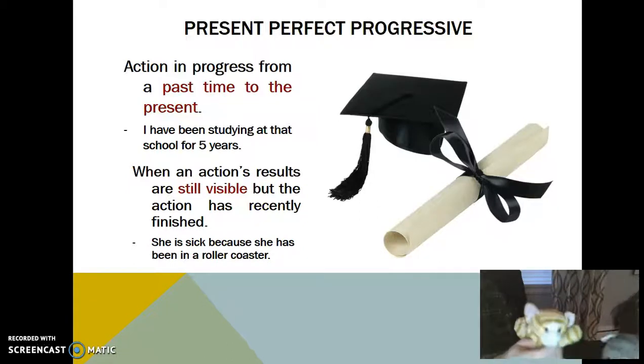When an action's results are still visible, but the action has recently finished. She is sick because she has been on a roller coaster.